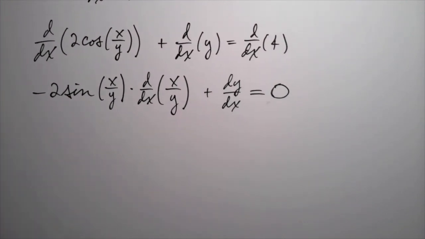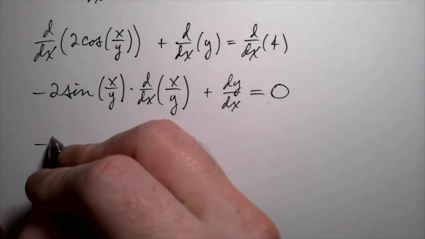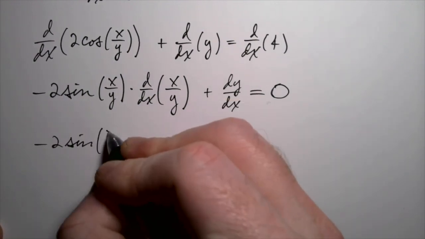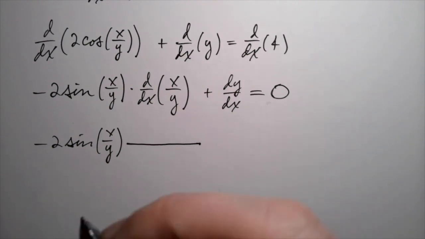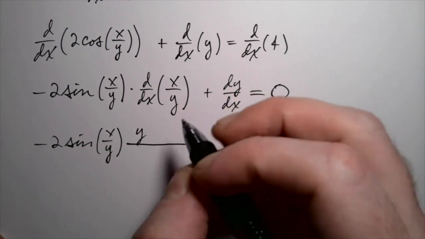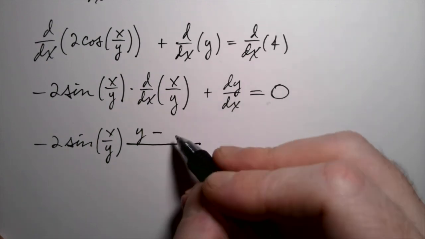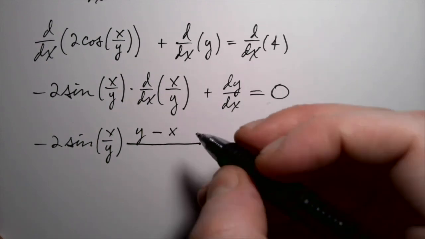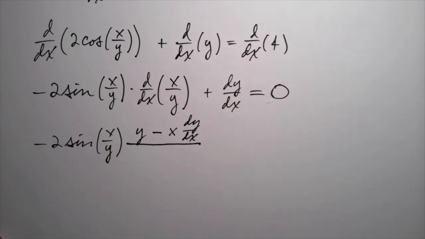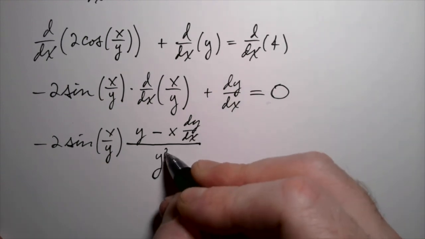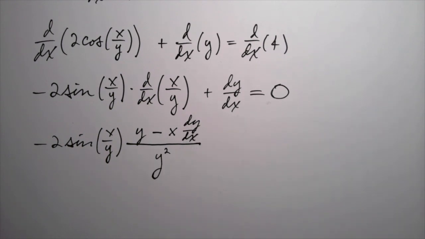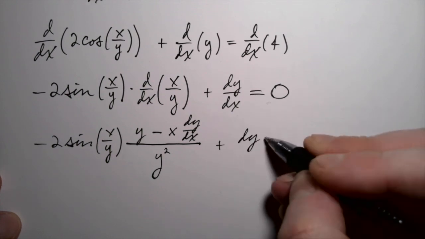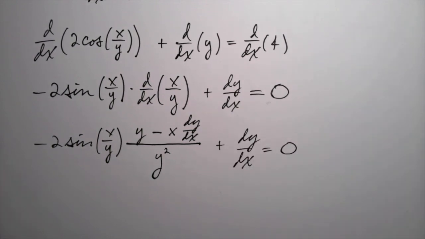Okay, now, we need to evaluate this derivative of x over y. We'll do that using the quotient rule. Derivative of the top is just 1, so when we multiply it by the bottom, we'll get y. And then we subtract the top times the derivative of the bottom, dy by dx. And that's all divided by the bottom squared, y squared. So that whole entire fraction comes from the quotient rule for the derivative of x over y. Let's leave the dy by dx the same right there.